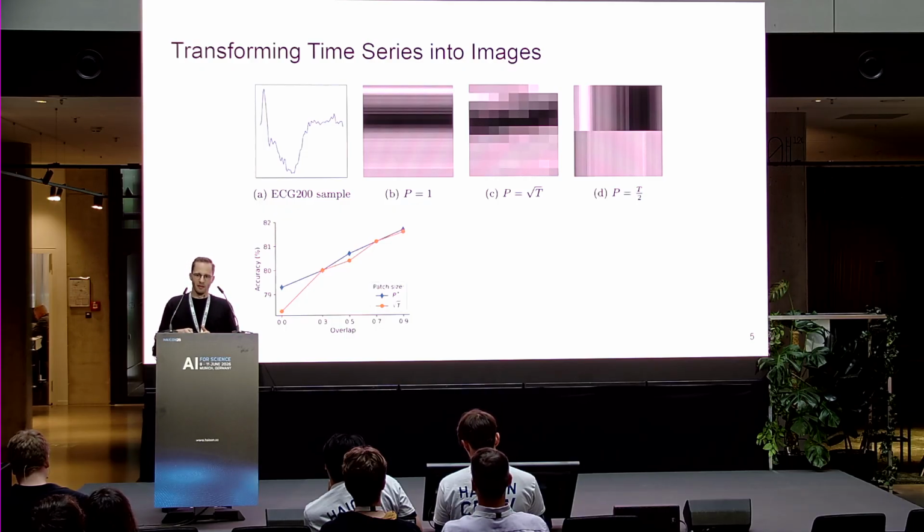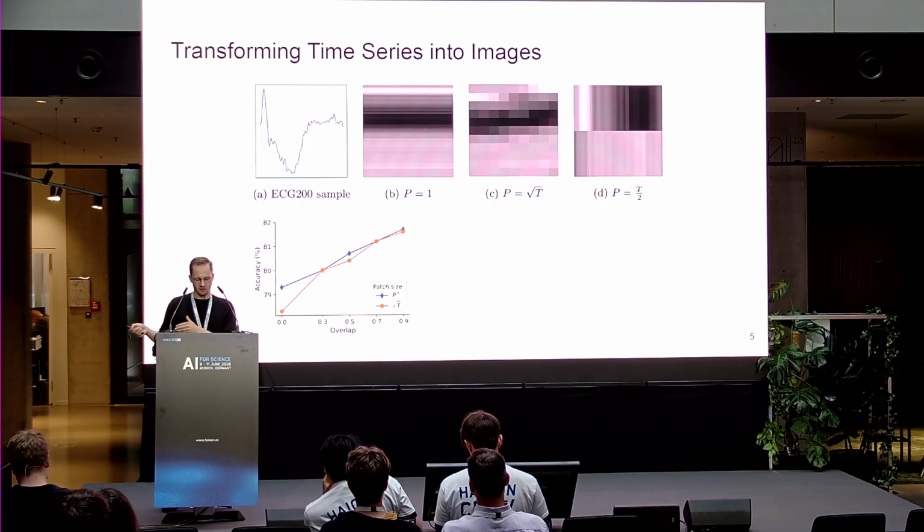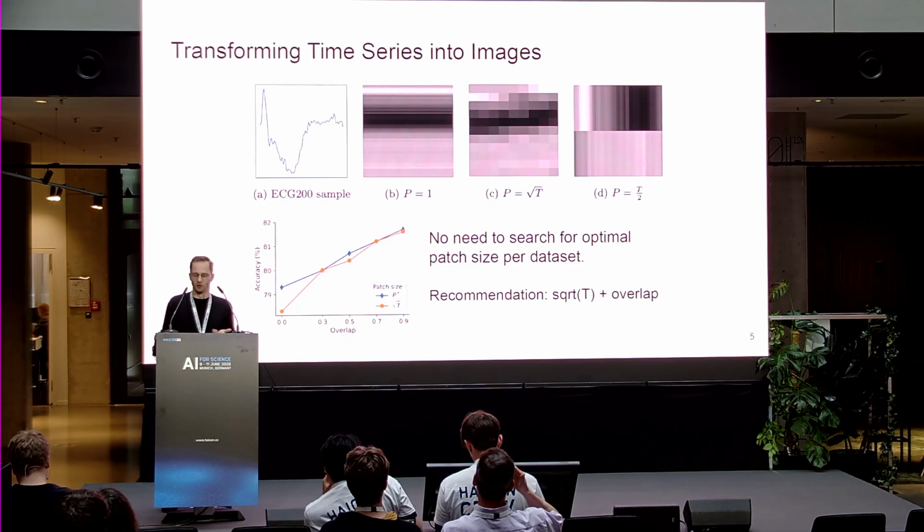We determine the optimal patch size on a validation set per dataset across 128 different time series datasets, but we also propose to just use the square root of the time series length as a simple rule for patching. And we can see that once we introduce overlap, the differences between taking the optimal patch size P star or our heuristic rule actually vanish. Especially when we introduce overlap, the accuracies become very close to each other. So that means that there is no need to really search for an optimal patch size per dataset. And this makes this entire transformation of time series into images rather efficient.